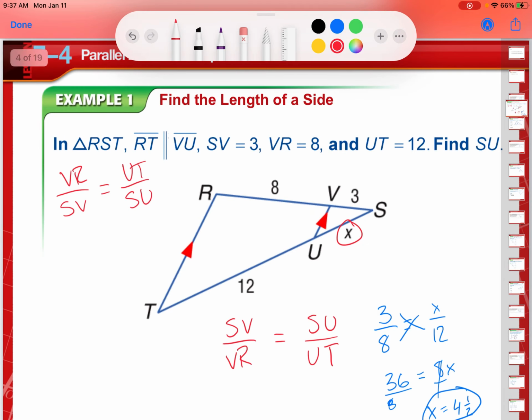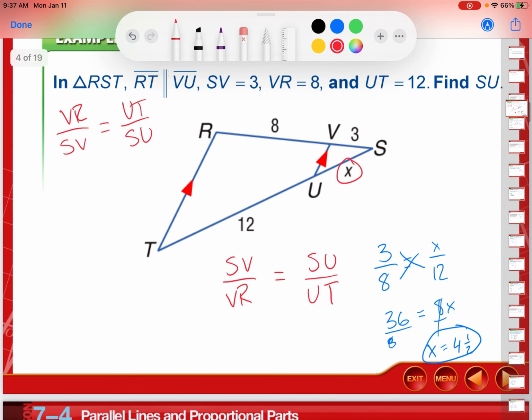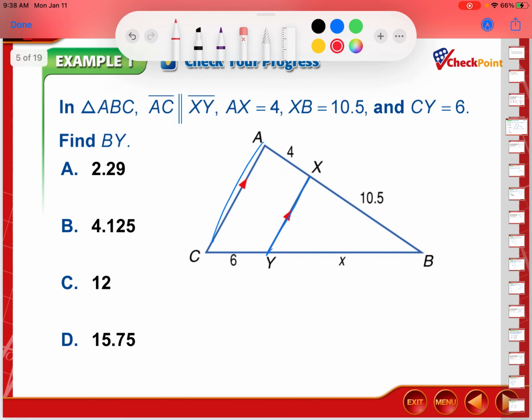And let me go back one. So what I did here, I set up the proportion and then substituted values in. If you want, you can just go straight to it and say, okay, 4 over 10.5 equals 6 over x. That's totally fine. I just did it that longhand way the first time to show you how you would set it up. But if you prefer the shorter way, feel free to do it this way.